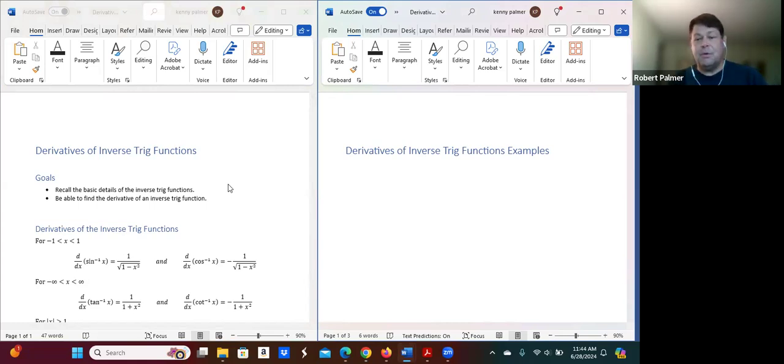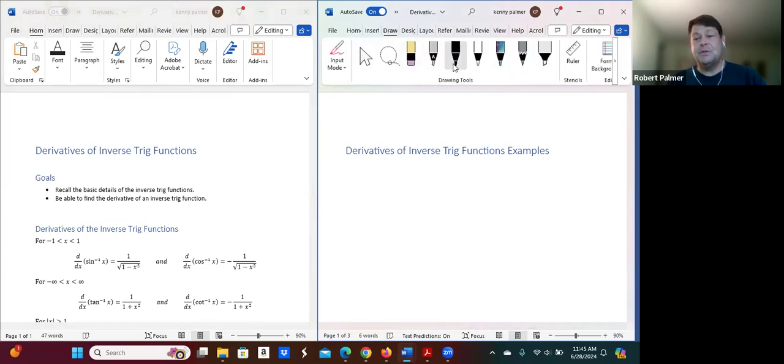First off, remember in general what an inverse function is: inverse functions are ways of undoing other functions. A good example, of course, are exponential functions and logarithmic functions. But sometimes we have to use inverse trig functions to undo trig functions to find angles.